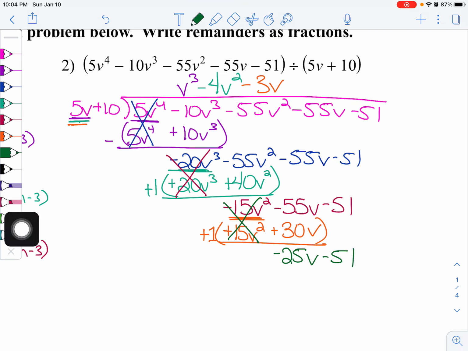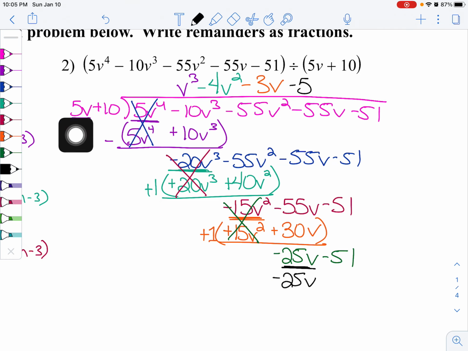So one more time here, we're going to take this leading term, negative 25v divided by 5v. So that would be negative 5v, and multiply. So negative 25v, and hold on, I made a mistake. There shouldn't be a v at the end of that. That should just be negative 5. Yeah, negative 25v divided by 5v, the v's would cancel out. My apologies on not catching that earlier.